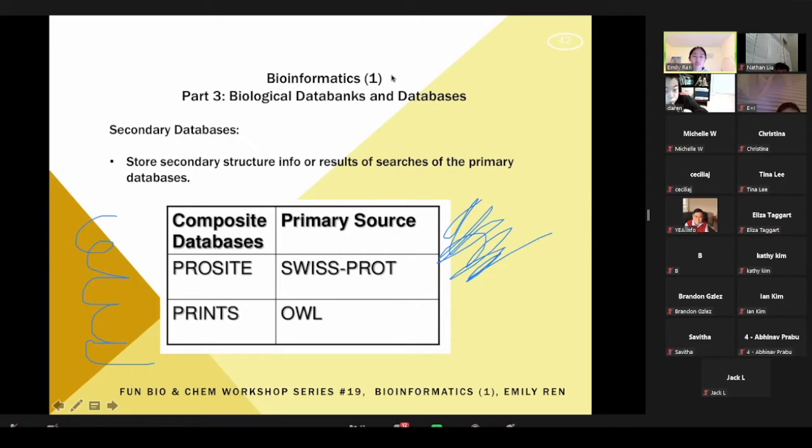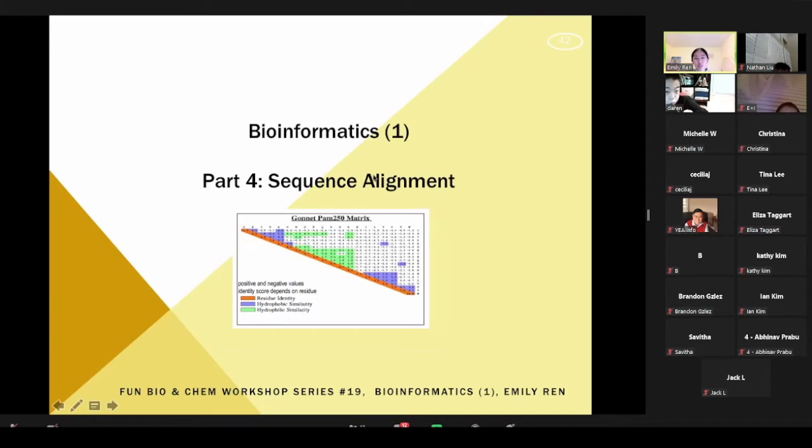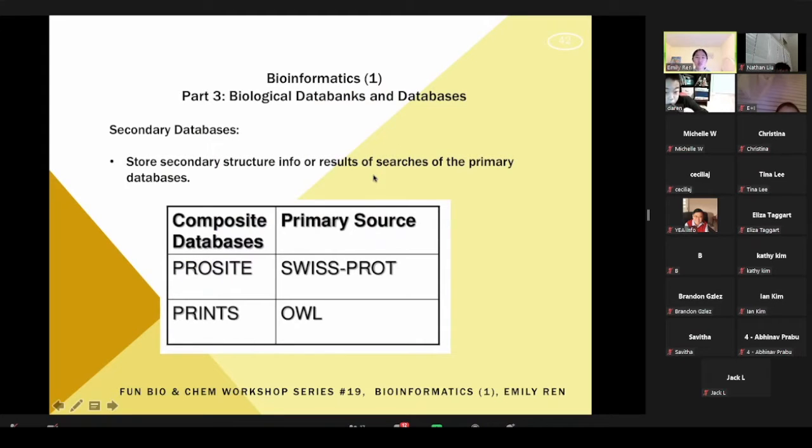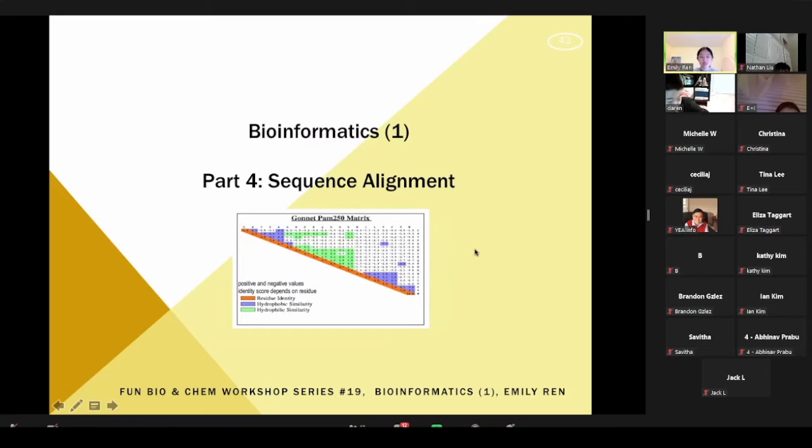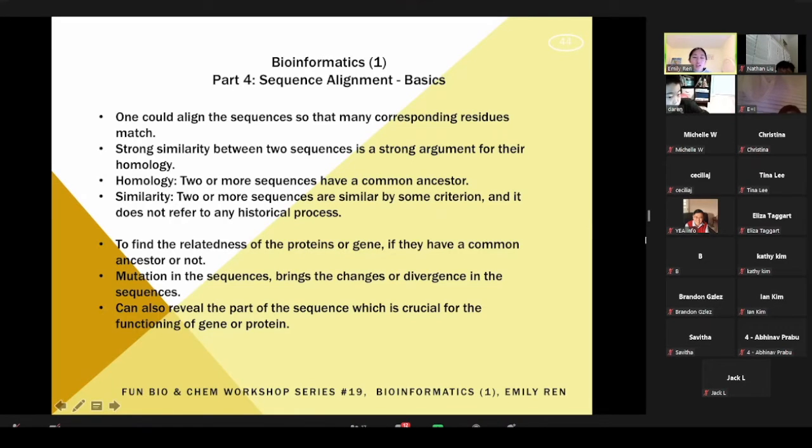You could do more research on the 4 levels of protein structure after this class if you want. But for primary databases, secondary databases, we have ProCite, Prince, SwissProt, and OWL. Now let's talk about sequence alignment. So anyone can align the sequences so that many corresponding residues match, and residues are basically amino acids or nucleotides.